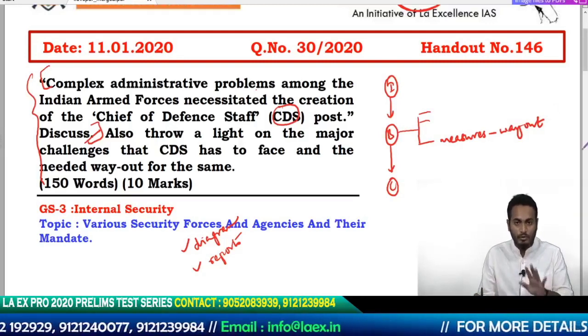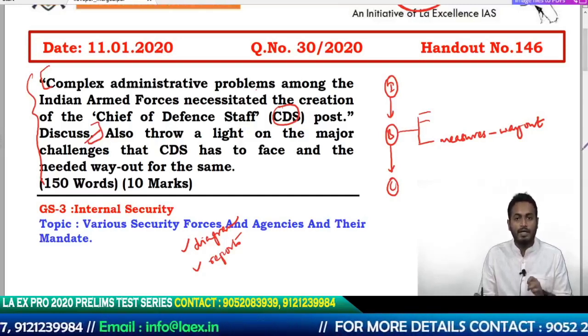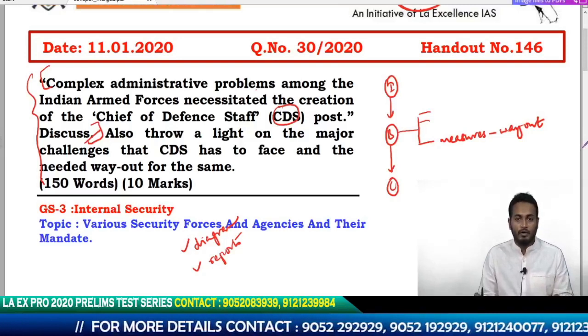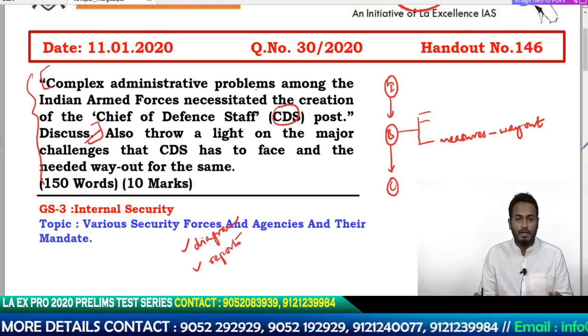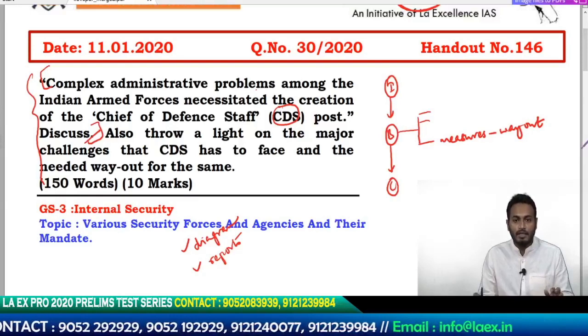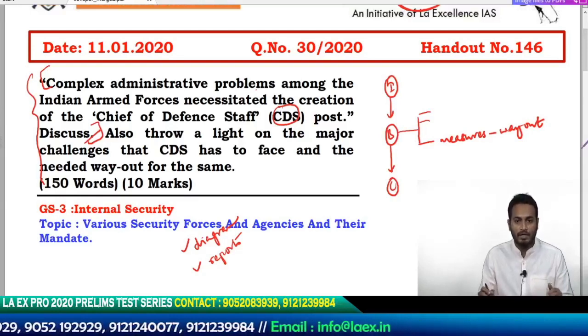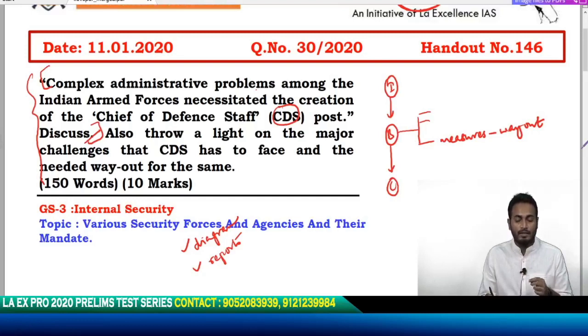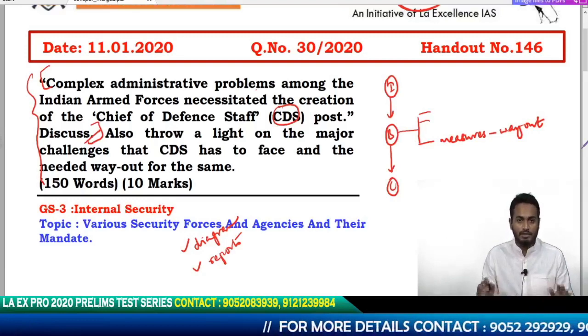The CDS post has been created, but what are the challenges this CDS faces? For example, how does he push indigenization? Also, if he comes from the army, how will he make sure that he takes into account the interests of Navy and Air Force? Will he be sure that he will not be biased? Okay, and among the army, people usually are very favorable to infantry. Will he be above all these kinds of biases? So these are the challenges that CDS is facing.